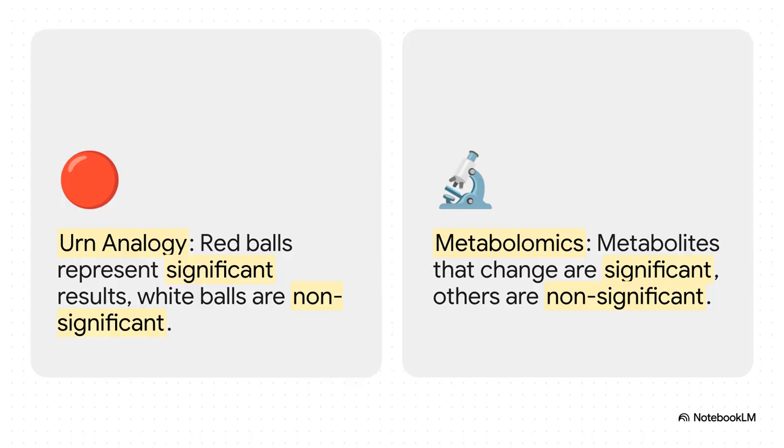So let's imagine we have an urn, and it's filled with red and white balls. Think of the red balls as the metabolites that really changed in our experiment, the significant ones. The white balls, they're the ones that pretty much stay the same. Now, a biological pathway is kind of like reaching into that urn and pulling out a handful of balls. All ORA does is ask a simple question. What are the odds that we grab that many red balls in our handful just by dumb luck?